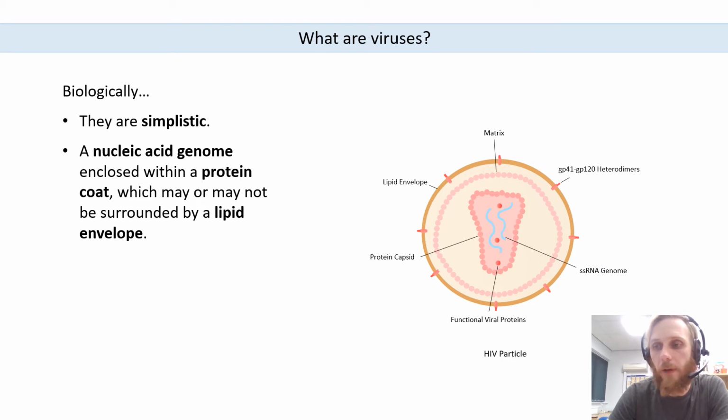Functional proteins often involved in infection or replication. What you'll notice is not present is a nucleus or a nucleolus. The nucleus is what we have in eukaryotic cells, as is the nucleolus, and in prokaryotic cells we use the term nucleoid. You'll notice they're all absent here. The area where the genome is present is not a nucleus, not a nucleolus, not a nucleoid, it's just the inside of the capsid.